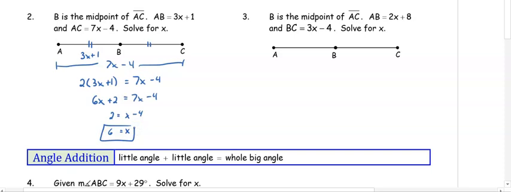In number 3, B is the midpoint, so it splits the segment into two congruent parts. 2x plus 8 is what AB equals, and BC is 3x minus 4. We have 2x plus 8 equals 3x minus 4. We can subtract 2x from both sides, so 8 equals x minus 4. We can add 4, so x equals 12.